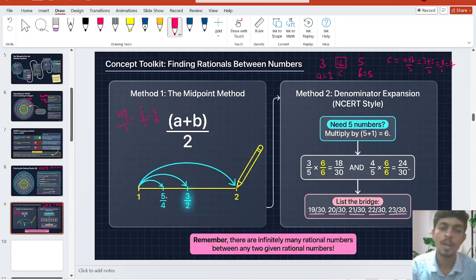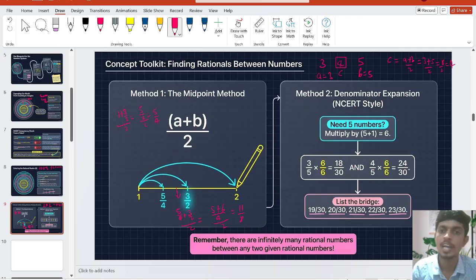And if we want to find the midpoint between 5 by 4 and 3 by 2, you again apply 5 by 4 plus 3 by 2 upon 2. So you get the next number. The LCM is equal to 4. 5 ones are 5, plus 3 twos are 6, 2 twos are 4. So 11 upon 4 upon 2, you get 11 by 8. You get the next number between them. If you want, you can again apply this here, and you will find the number between two given numbers. Okay, midpoint. This is the formula used here.